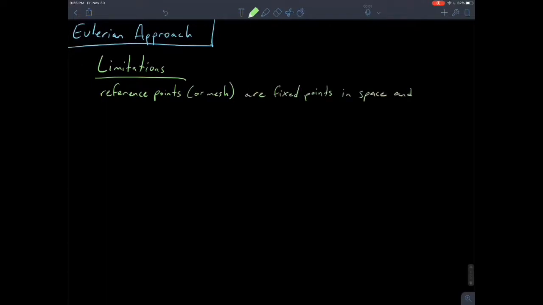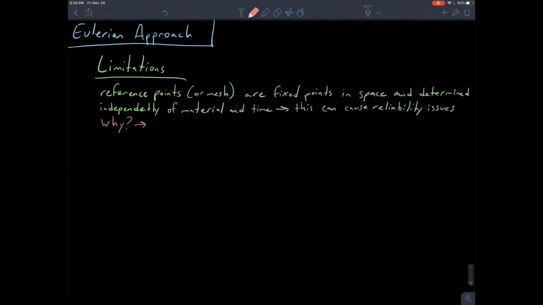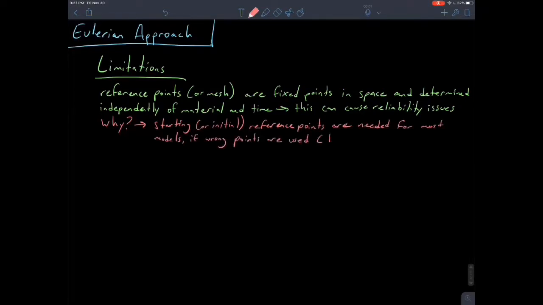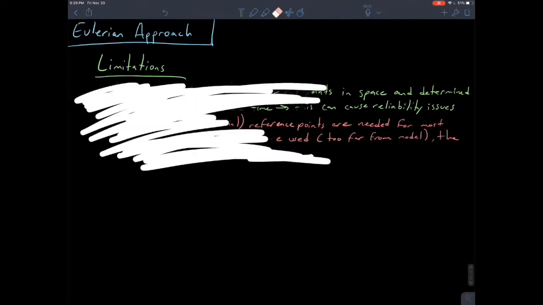The limitation that accompanies this method is that it's very reliant on the old information. Thus, this can cause reliability issues if you don't know what points you're using. You can lose accuracy depending on the points that you use, basically.